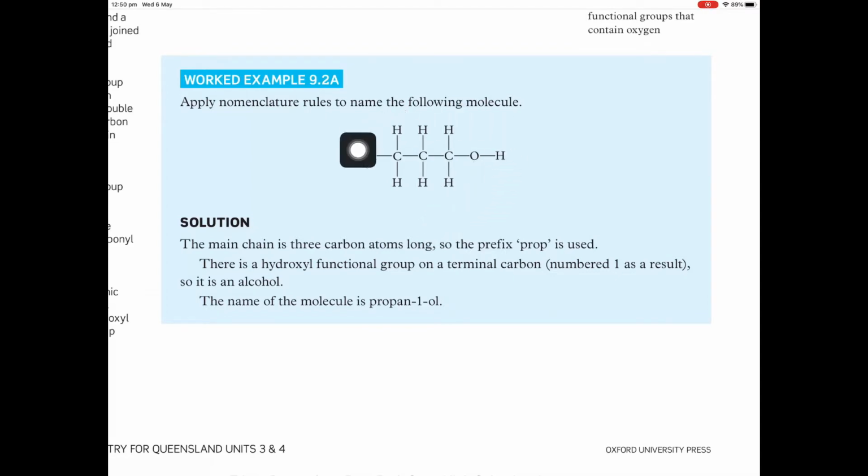Don't forget, this molecule is three-dimensional. You can flip it around. If you flipped it around so that this functional group's on the other side, it'd be the same molecule. So that's carbon number 1, carbon number 2, carbon number 3. So it'd start with prop because it's got 3 carbons. 3 carbon hydrocarbons start with prop. 1-ol because the hydroxyl is attached to the first carbon.